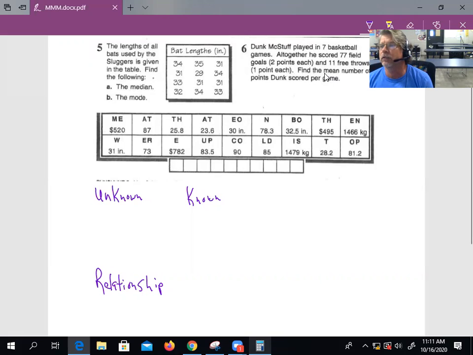So one of our key things is what we're looking for, which is the mean, or in other words, points per game, or what he scored per game. So the unknown in this problem is the mean, or in other words, the points per game. That's what we don't know. From there, we have to figure out, well, what do we know? Well, he played in 7 games, so 7 games played, we know that. So that's something we know.